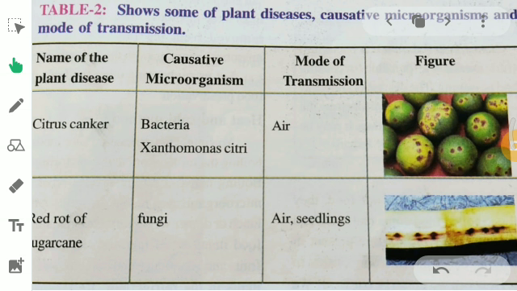Now, disease causing microorganisms in plants. Microorganisms cause diseases in plants too. Here a table is given showing which microorganism causes which disease in plants. First one is citrus canker. It is caused by the bacterium Xanthomonas citri, and it is transmitted through the air. The next one is red rot of sugarcane, caused by fungi and transmitted by air and seedlings.